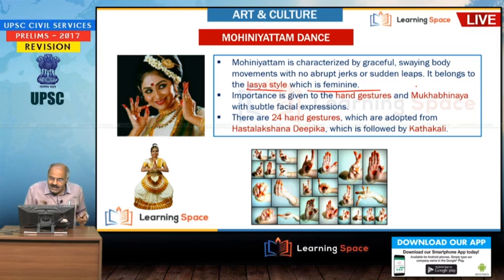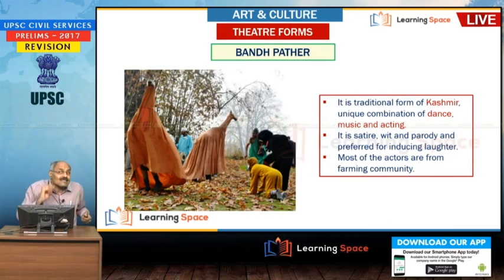Second important point is importance given to hand gestures, Mukhabhinaya, and there are 24 hand gestures which were adopted from Hastalakshana Deepika, right. So, this is all about Mohiniyattam. We discussed various dance forms.